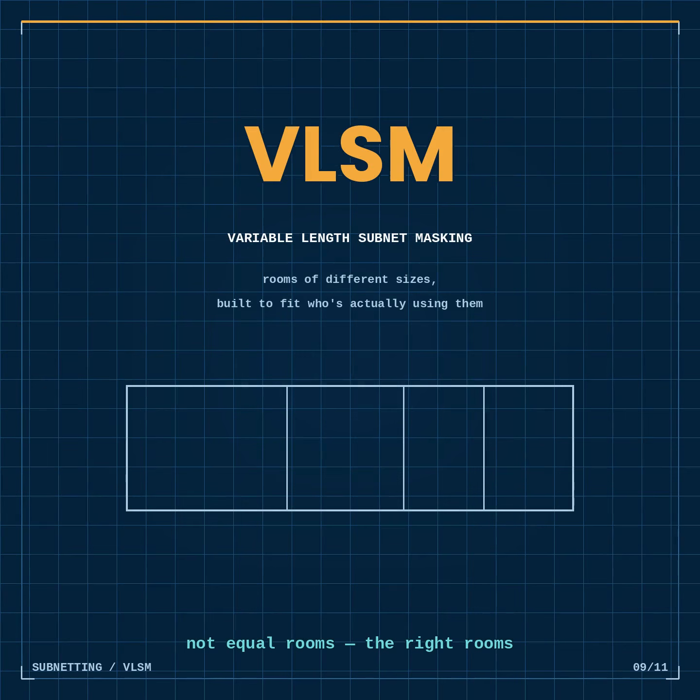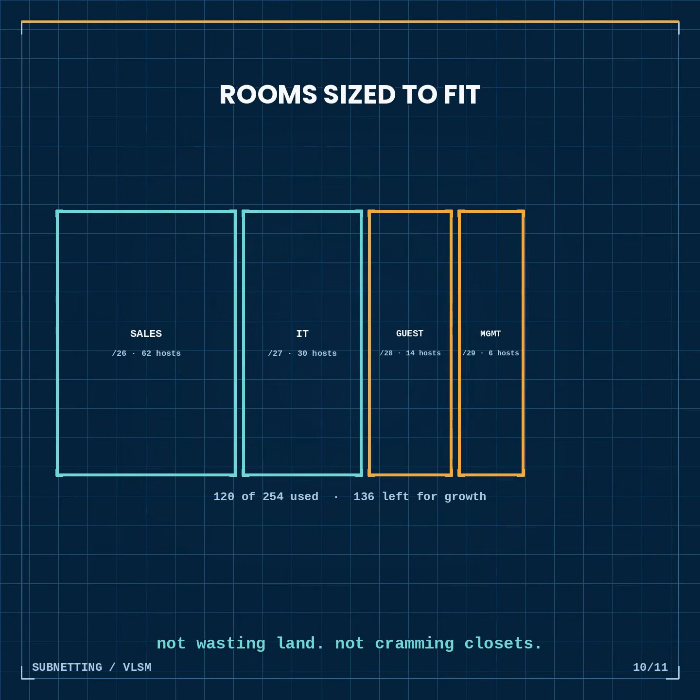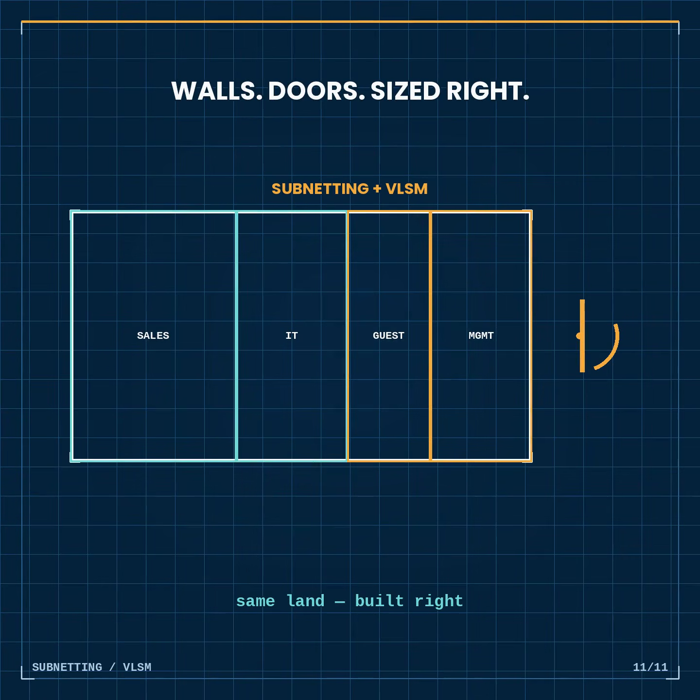VLSM stands for Variable Length Subnet Masking, and all that means is rooms of different sizes, built to fit how many people actually use them. Instead of forcing every department onto the same size subnet, VLSM lets you say, this office has 100 people, give it a big room. This other office has 5 people, give it a small one. You're not wasting IP addresses on a giant room for 2 people, and you're not cramming 100 people into a closet either.